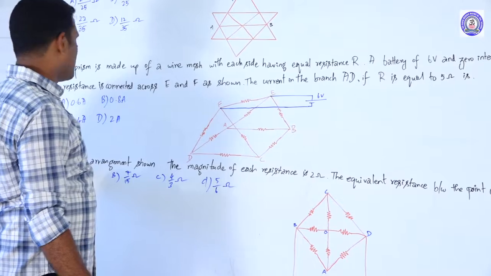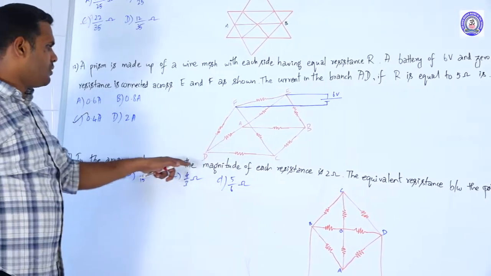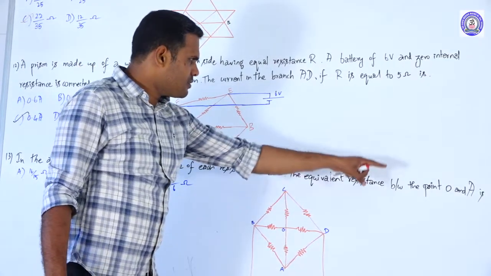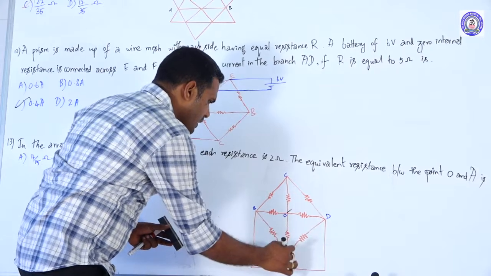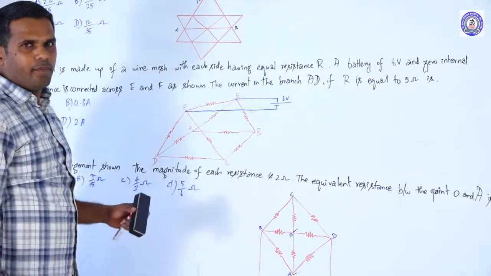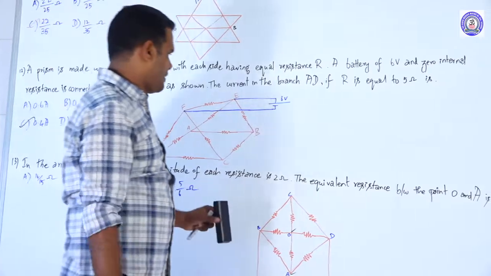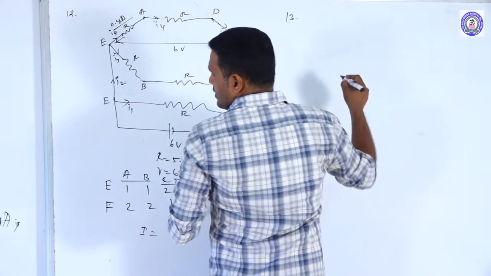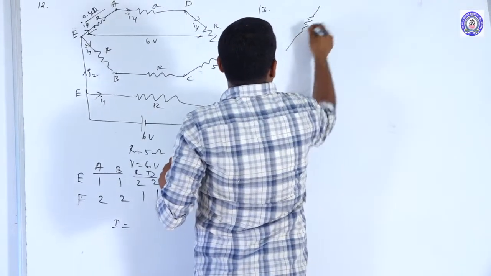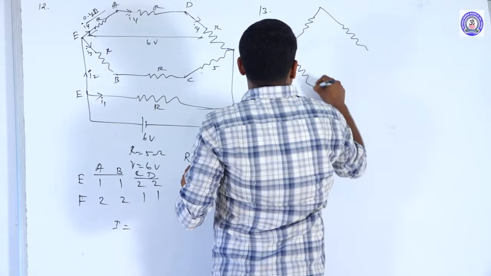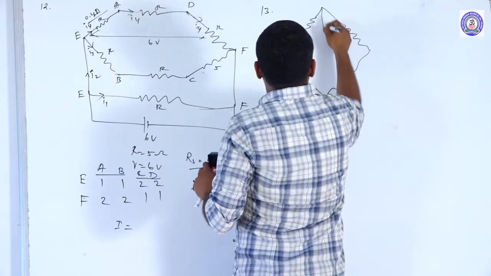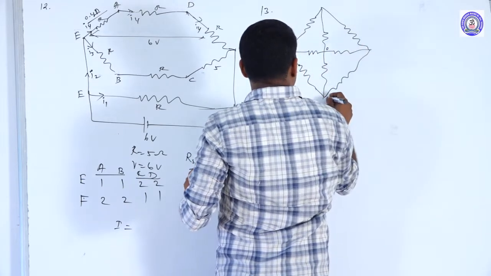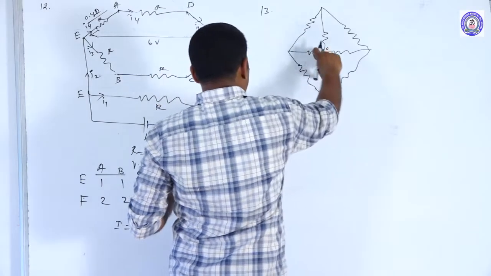Question number 13. In the arrangement shown, the magnitude of each resistance is 2 ohm. All the resistances are 2 ohm. They are asking you to calculate the equivalent resistance between the points O and A. Once again, this circuit also has to be reconstructed. In the given circuit, they are asking for the effective resistance between OA.